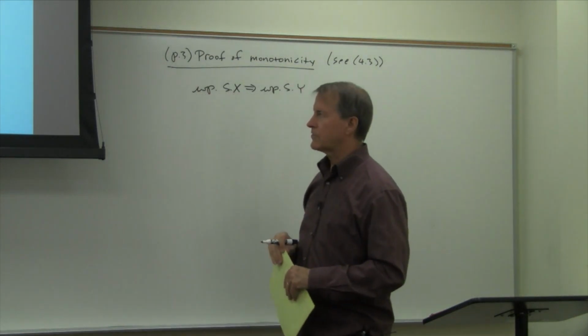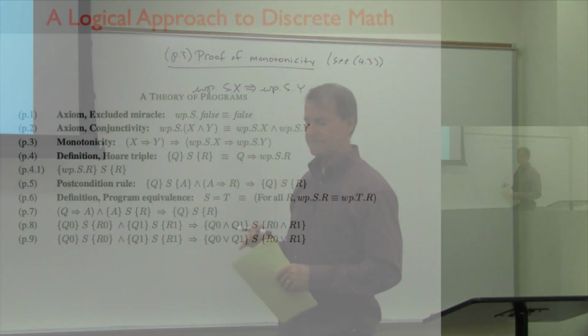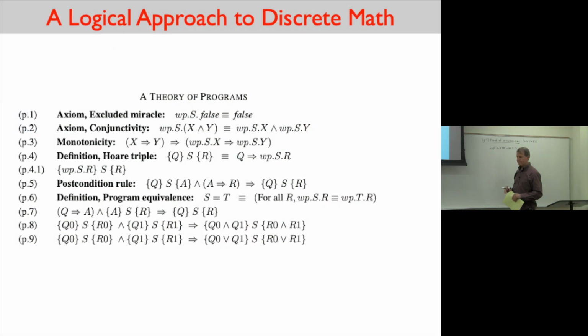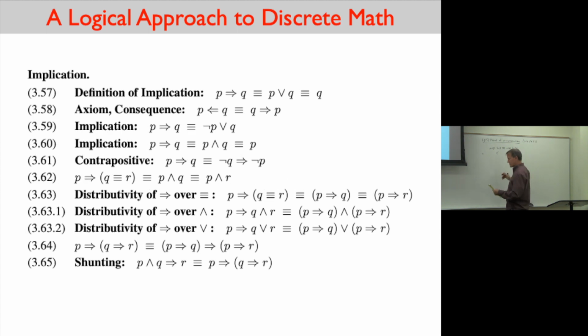Now, what are we going to have to do, you think, in order to use P.2? We have to go back to the definition of implication. Good call. How did you know that? We need the and, so which one is that? We use 3.60.